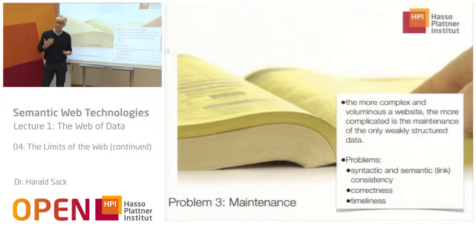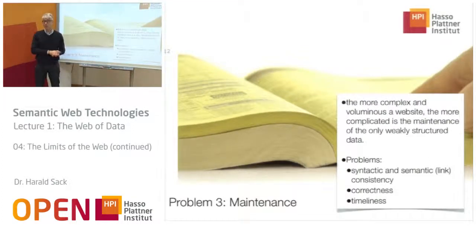Next problem, let's think about maintenance. Websites tend to grow bigger and bigger, and there are really huge websites on the web. Just consider these huge e-commerce portals like Amazon, for example, or eBay, or just think of Yahoo, which was another search engine or a portal where lots of information was available. And the problem is, the more complex, the more voluminous a website is, the more complicated, of course, is the maintenance of this data. And the data in the website is only weakly structured. It means most of the information is contained in terms of natural language.